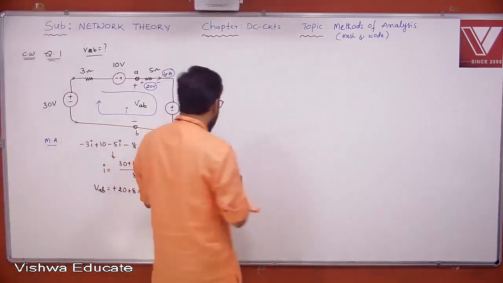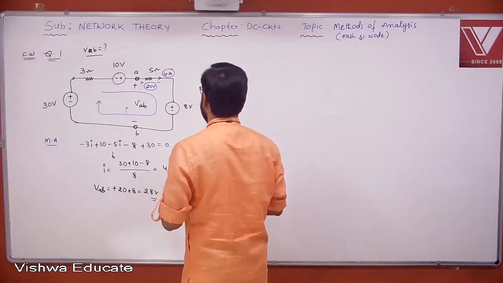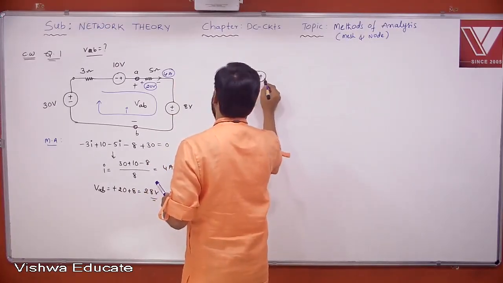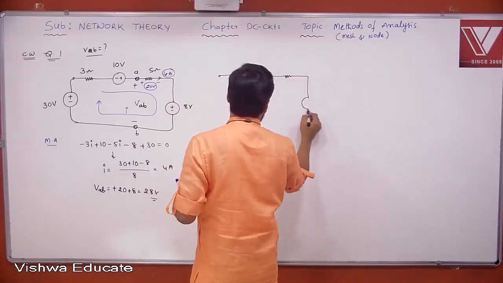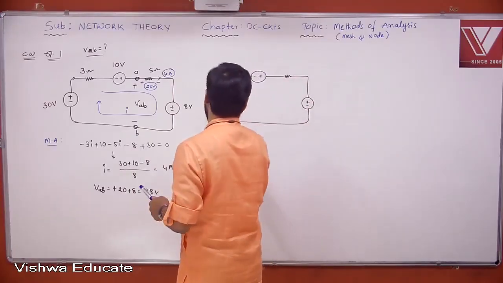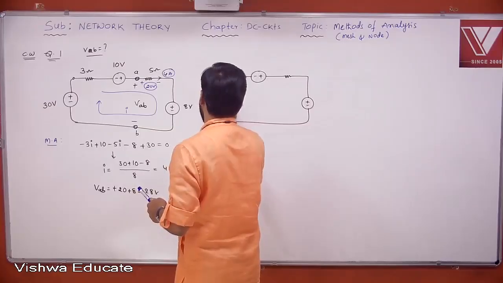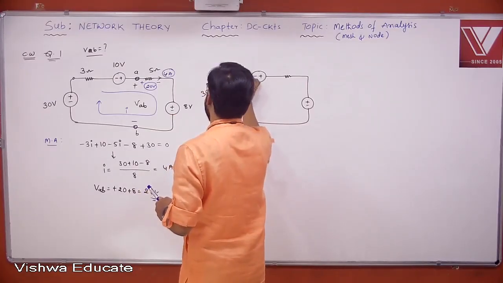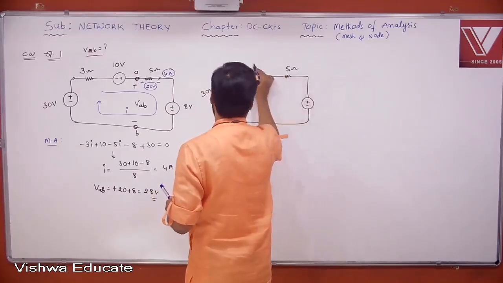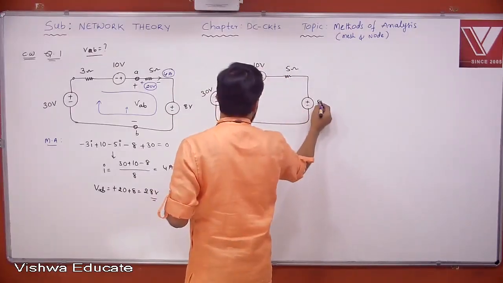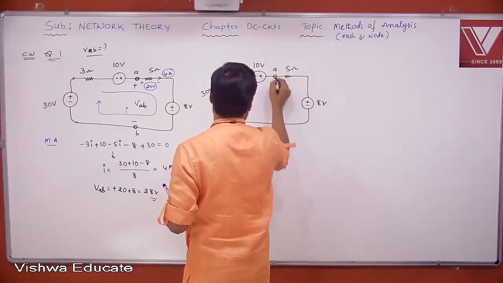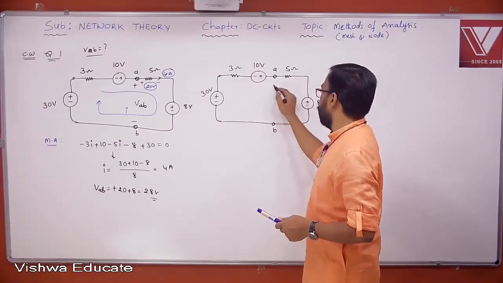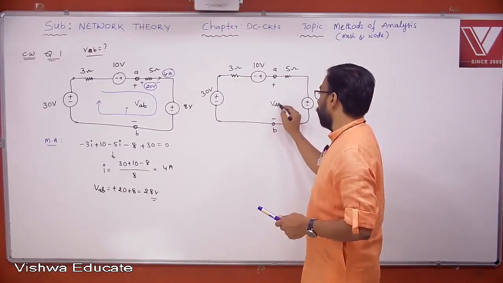The same network we will take and apply node analysis here. So when we apply node analysis, look at this. Ten volts, 8 volts. Let's see now. You want the potential difference between 2 points here, VAB.